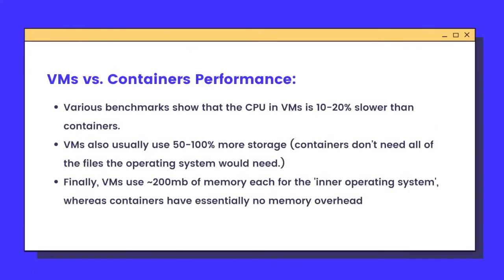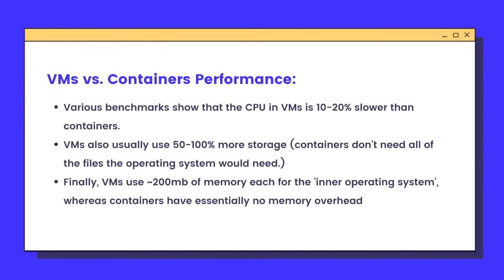Various benchmarks show that CPUs in VMs are about 10 to 20% slower than containers. VMs also usually use 50 to 100% more storage, because they need all of the things that an operating system would need. Duplicate. Containers don't need all of the files, they only need the application files. And finally, VMs use about 200 megabytes more memory for the operating system itself. Again, containers don't need all of the operating system because it's the processes that are being lied to. So VMs use more memory, they're slower, and they need more storage.